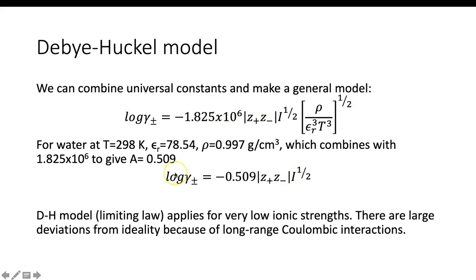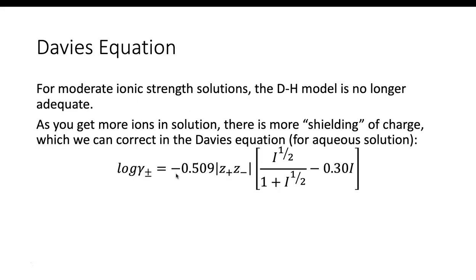And this model is not a bad model for predicting the activity coefficient of electrolytes at very low ionic strengths, because we have large deviations from ideality due to long-range Coulombic interactions. We know that plus charge and minus charge see each other over long distances, and that plays a significant role in how these solutions behave. So what happens if we increase the ionic strength? At that point, the long-range interactions become shielded because we have more ions in solution. There are so many ions in solution that they're not seeing each individual ion.